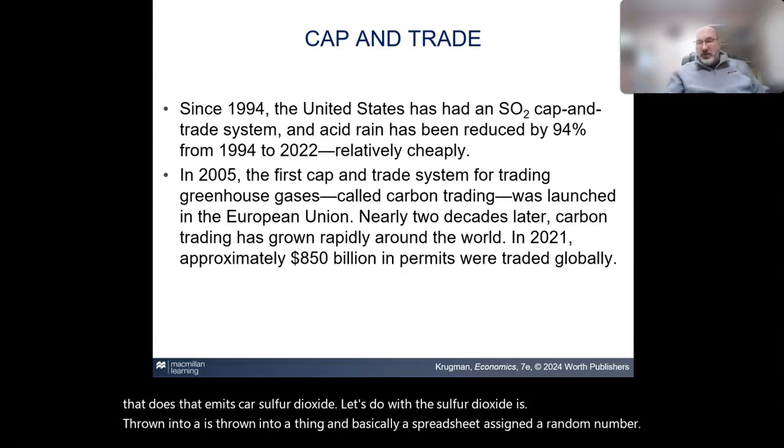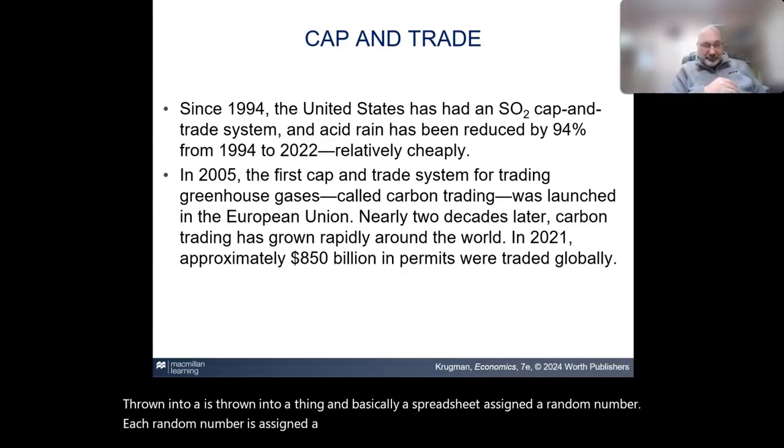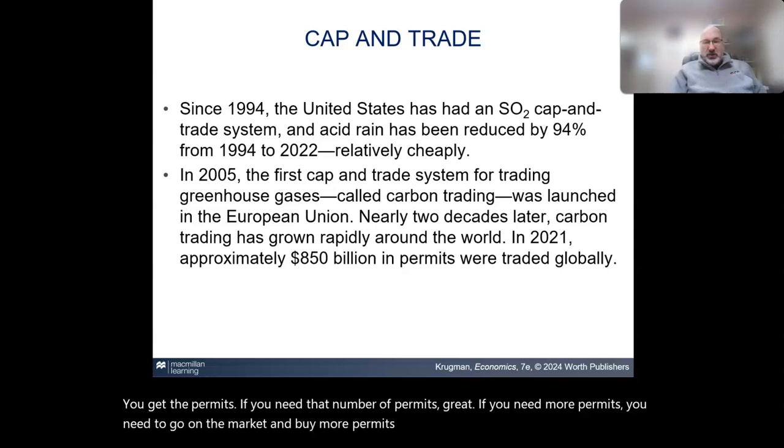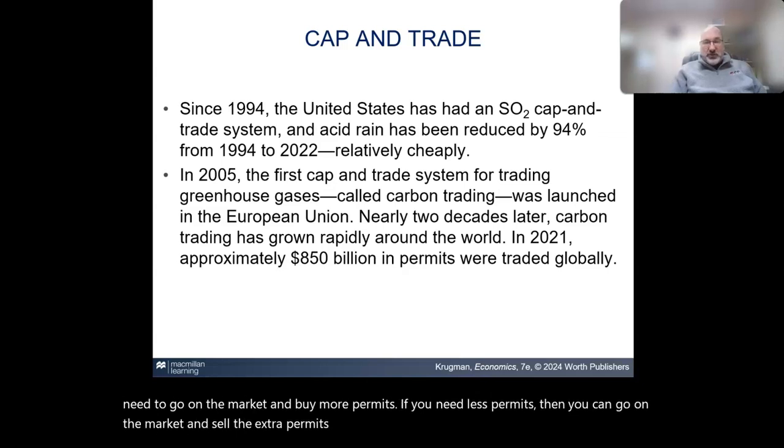Each random number is assigned a random number of permits. You get the permits. If you need that number of permits, great. If you need more permits, you need to go on the market and buy more permits. If you need less permits, then you can go on the market and sell the extra permits you have. That is just the way it is.